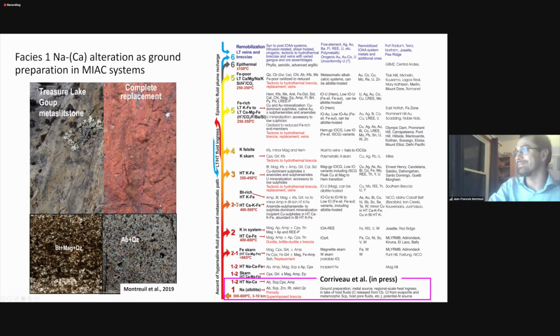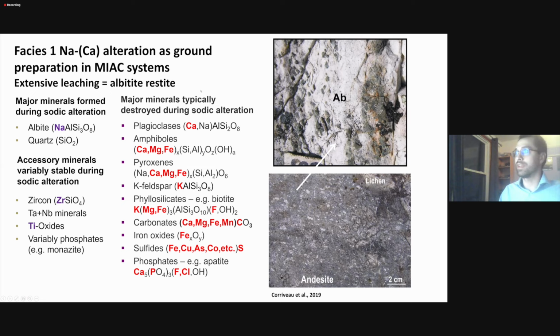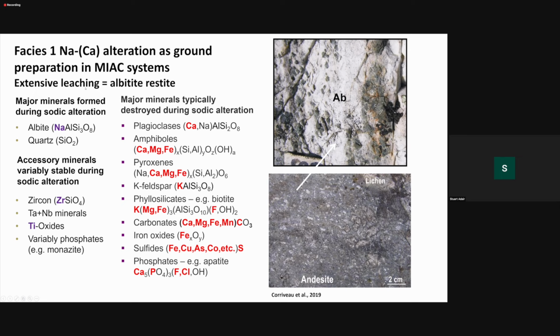So looking at the mineralogical process of sodic alteration, we take all the minerals that are forming the initial rocks and then we completely leach and destroy these rocks in order to replace them by albitite. So what we can see as an albitite is somewhat of a restite of an extensive leaching process that is happening early in the formation and the evolution of these large hydrothermal systems.